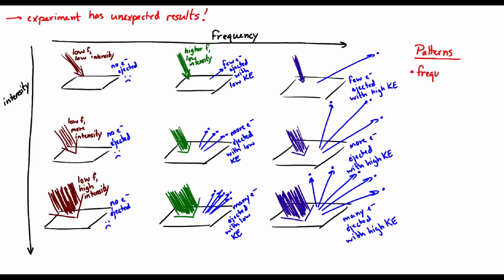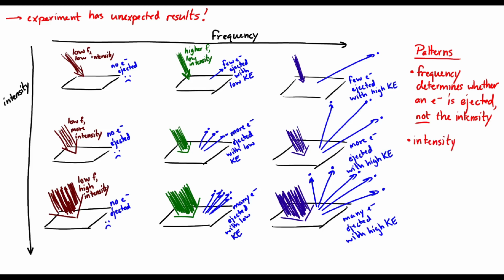So the pattern that they notice is that the frequency is what determines whether or not an electron is ejected from the metal. It's not the intensity which determines whether or not an electron is ejected. It's the frequency. The intensity, instead, affects the number of electrons which are ejected. It doesn't change the energy of the electrons which are being ejected. It just affects the number of those electrons which are ejected.